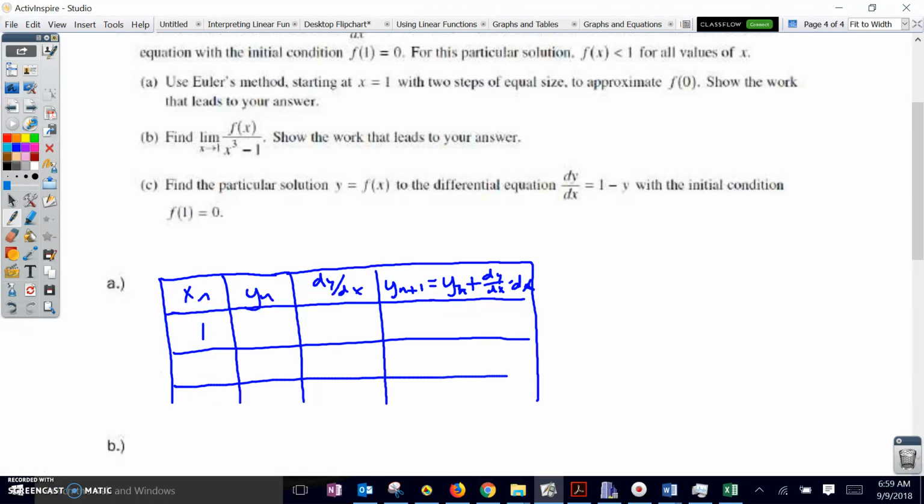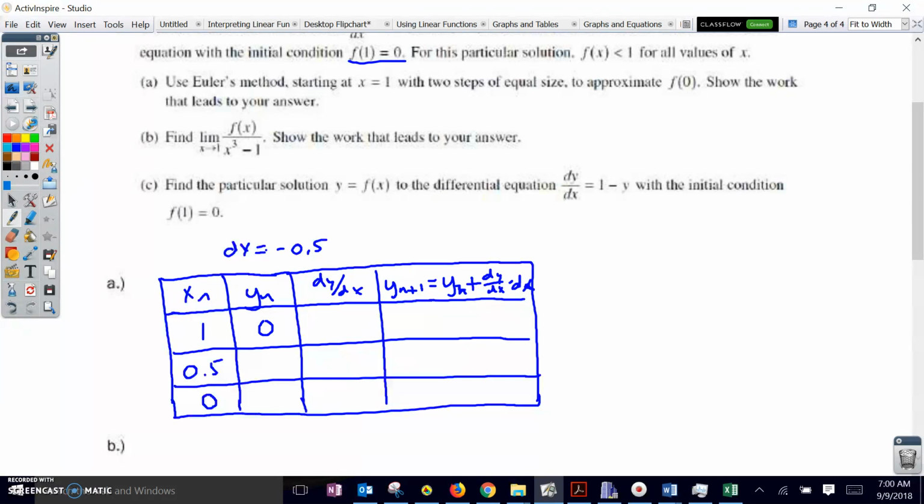We're using two steps of equal size, and we want to get to the value of x at x equals 0. So our dx is actually going to be a negative 0.5 in this one. This is the first time we've worked with a negative dx. But since we're moving from 1 to 0, we've got dx equals negative 0.5. Okay, so let's see. We're told that initially when x is 1, y is 0. So I'm going to go ahead and fill that in.